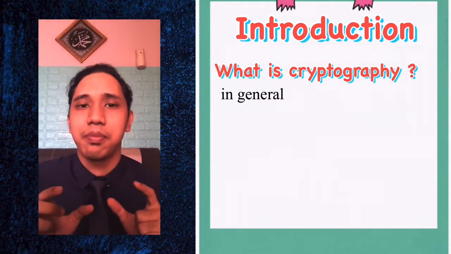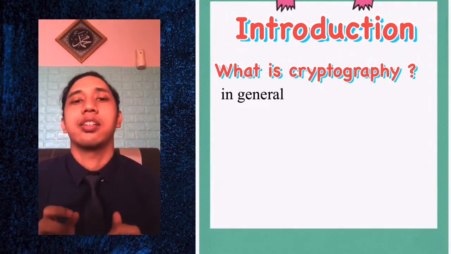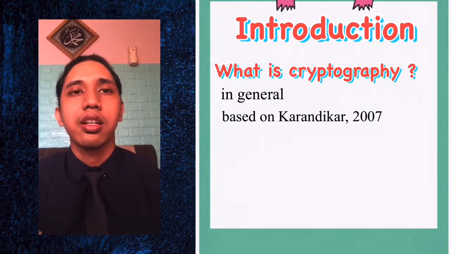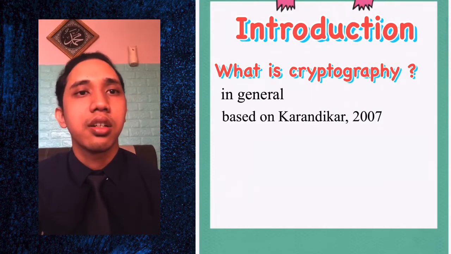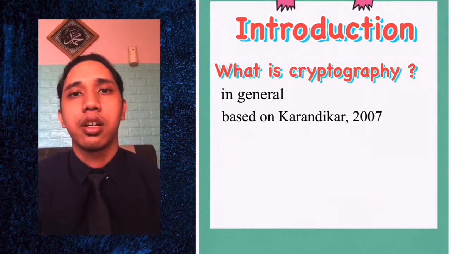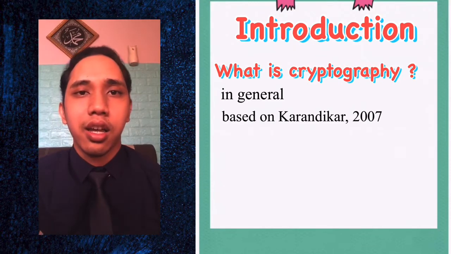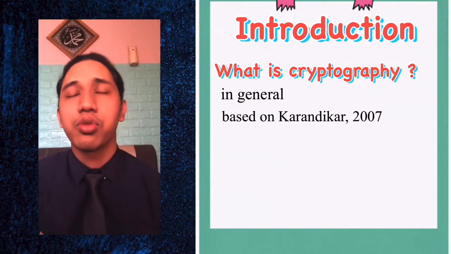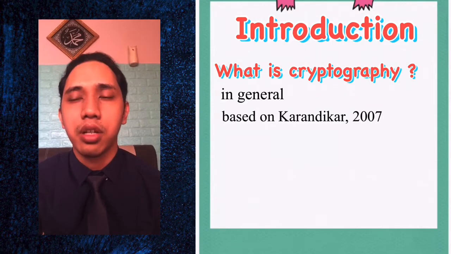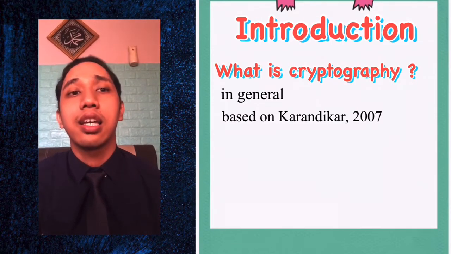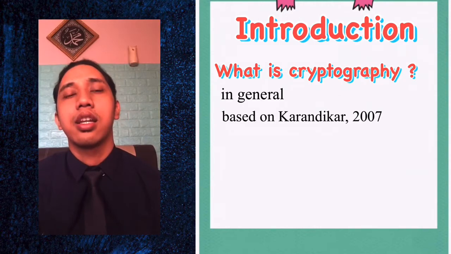The prefix crypt means hidden or vault, and the suffix graphy stands for writing. Based on Karandika in 2007, cryptography is the procedure of how to conceal data from expected foes or programmers. The sender encodes a message with a little bit of mystery data, and afterwards sends the encrypted message to the recipient. At that point, the recipient decrypts the encrypted message with a key that is the same or not the same as the one utilized by the sender to recuperate the first message.